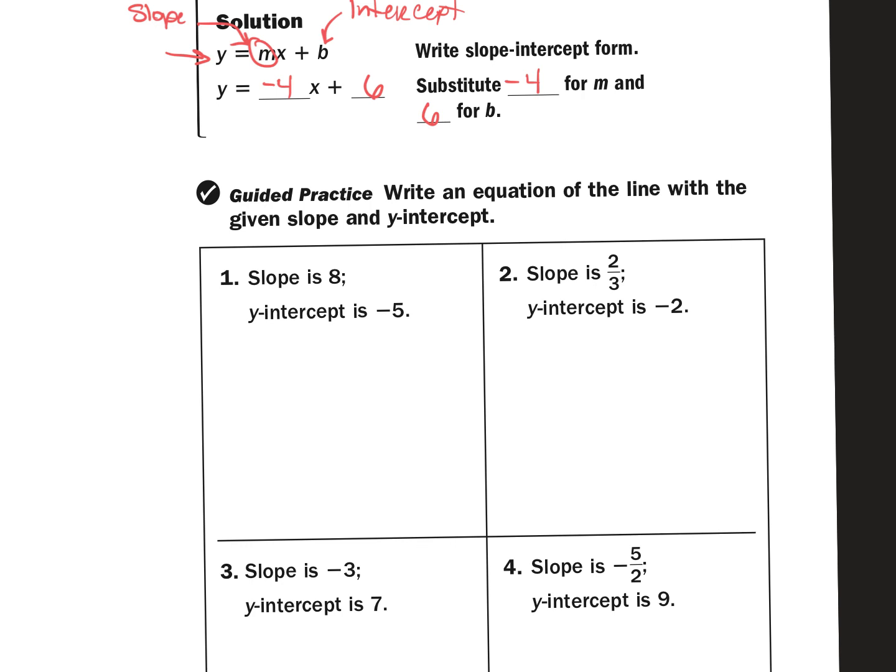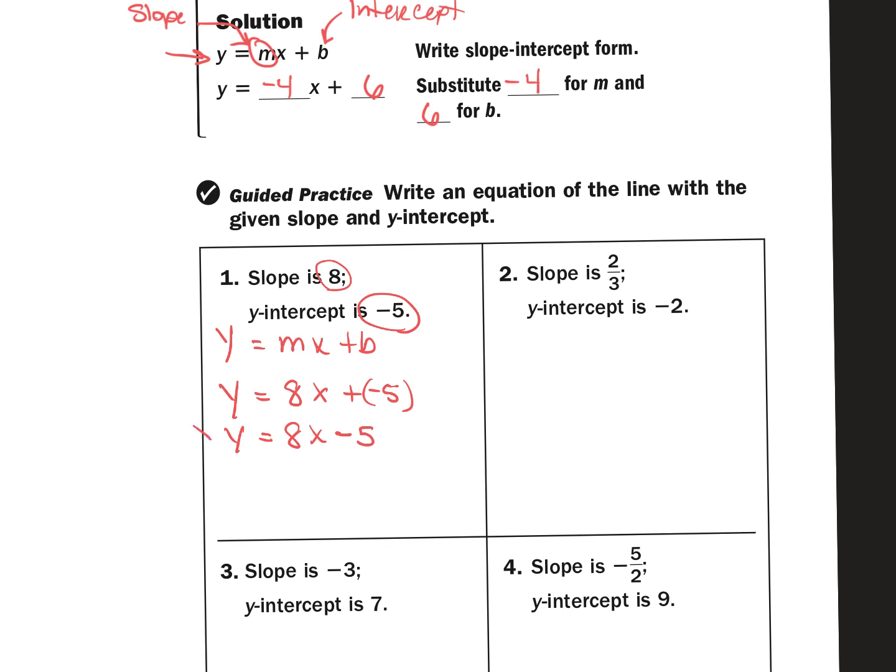So here, let's do the guided practice together. You should do this as we are doing this. Write an equation of the line given the slope and the y-intercept. So again, the equation of a line, and you must write it every time, is y equals mx plus b. The slope is 8, and the intercept is -5. So our equation is y equals 8x plus -5, you can write it like that if it helps you remember, or you can write it 8x minus 5. Either way is correct.